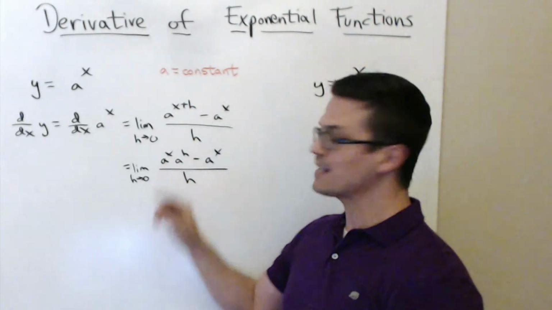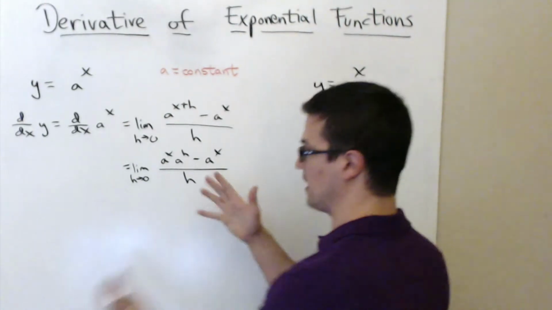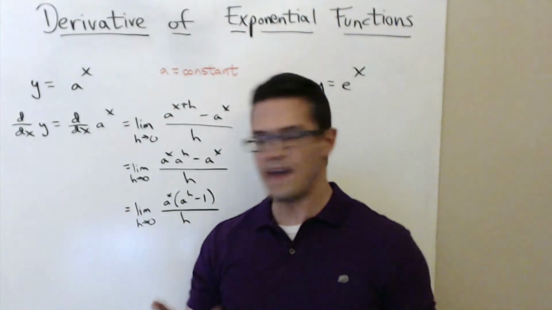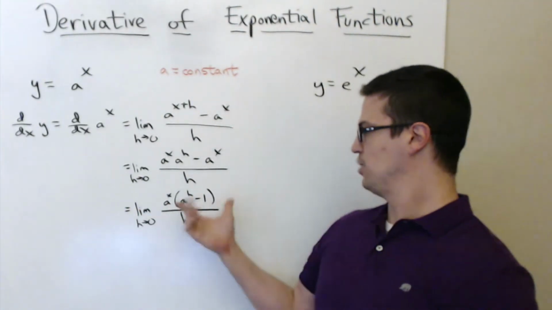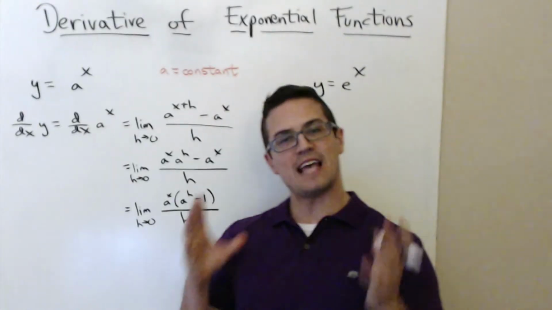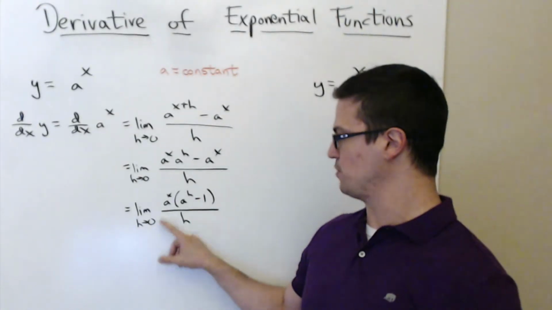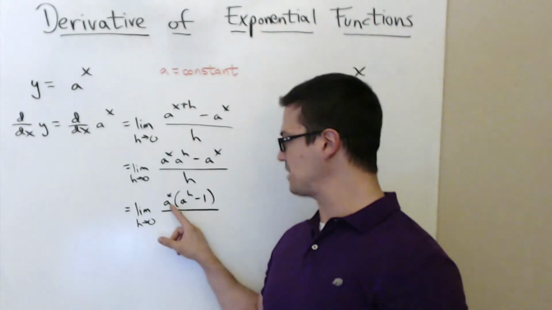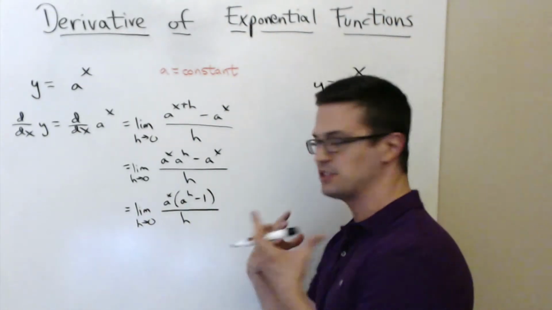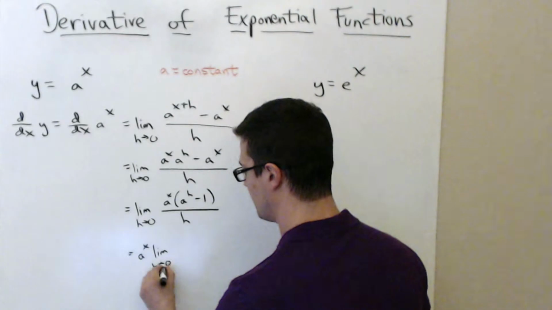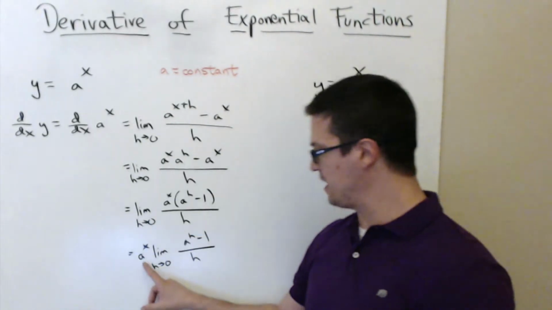From here, I'm going to factor out an a to the x. So you get something like this. I have something that ends up looking like this here. Now this a to the x right here is actually not affected by this limit as h goes to 0. So what I'm going to do with this a to the x is put it in front of this limit just to make my life a little bit easier. Okay, so you end up with something like this, with the a to the x put in the front.